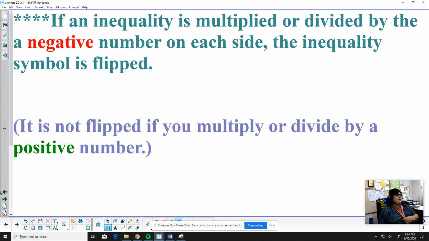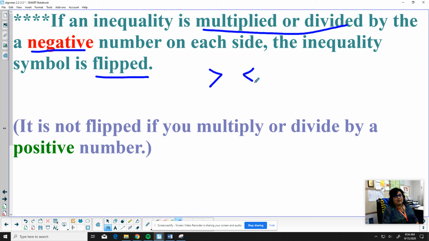Okay, so here's 2.3. It says if an inequality is multiplied or divided by a negative number, so if I'm multiplying or dividing by a negative number on both sides, I have to flip the inequality. So greater than will become less than, greater than or equal to becomes less than or equal to. And it also works the other way: less than or equal to becomes greater than or equal to, and less than will become greater than. If you multiply by a positive, you don't flip. Okay, I'll show you what I'm talking about.